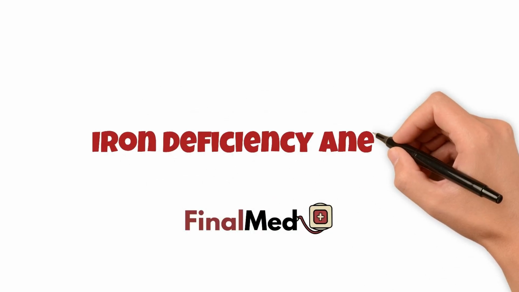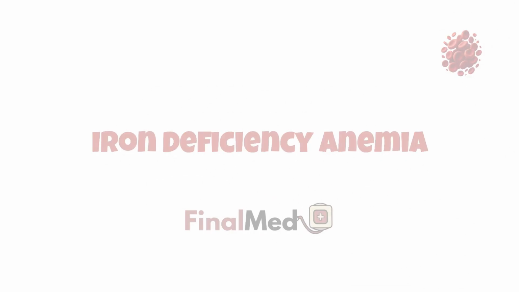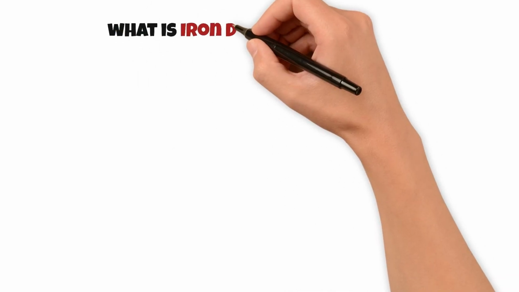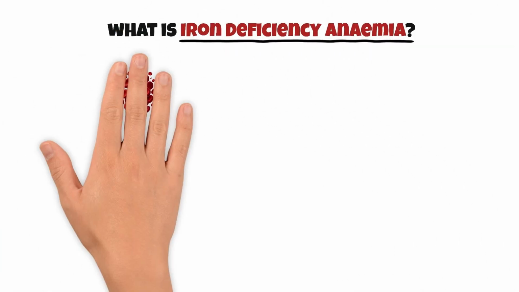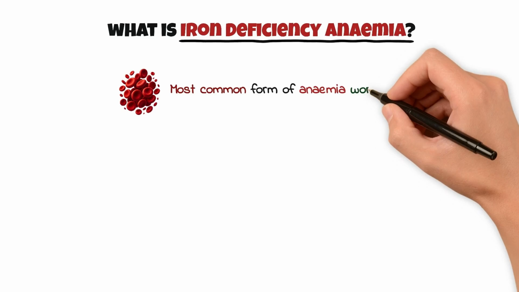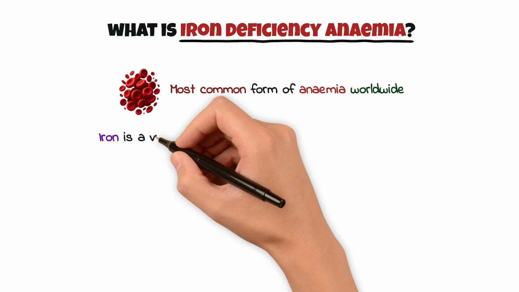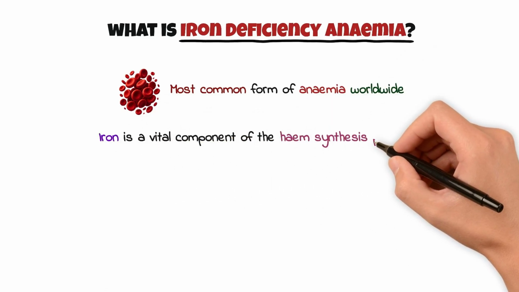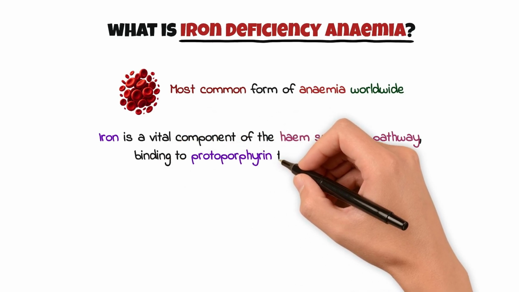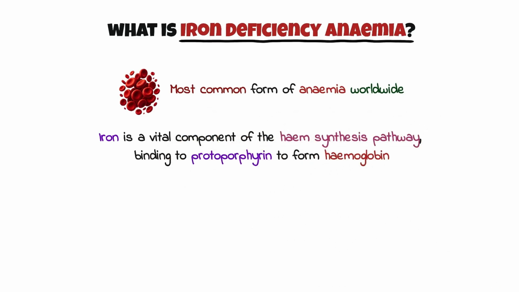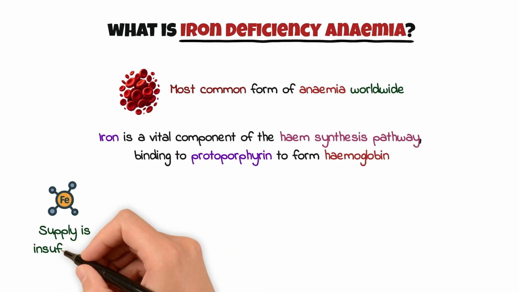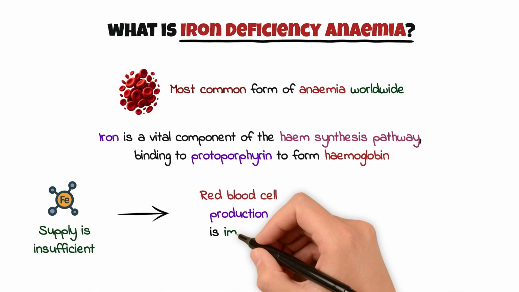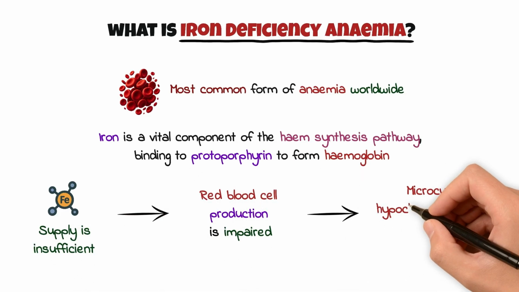Iron Deficiency Anemia. Iron deficiency anemia is the most common form of anemia worldwide. Iron is a vital component of the heme synthesis pathway, binding to protoporphyrin to form hemoglobin. When iron supply is insufficient, red blood cell production is impaired, resulting in a microcytic hypochromic anemia.